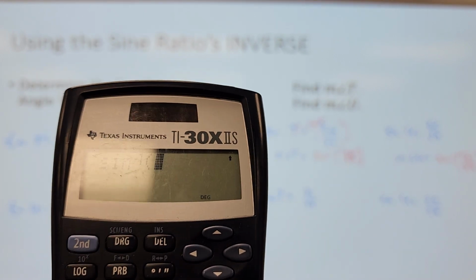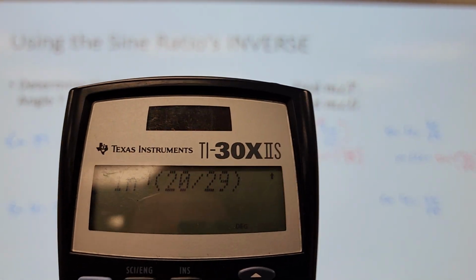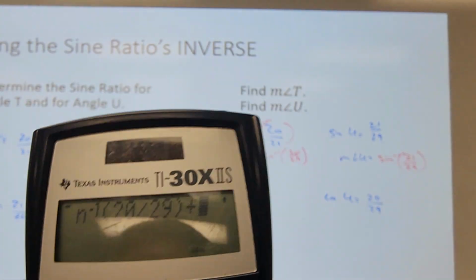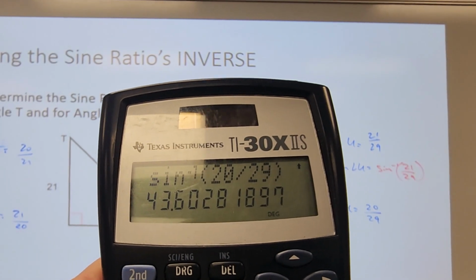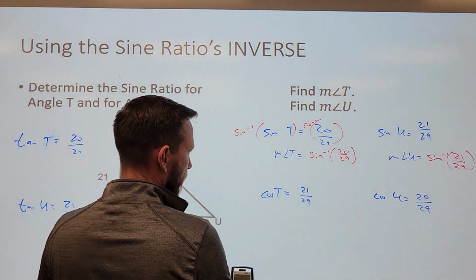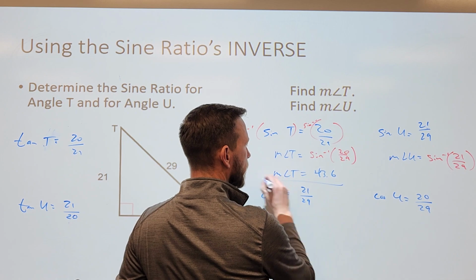We should have the inverse sine of 20 divided by 29. Make sure that you're using the division sign and not the fraction button. Whoops, wrong button there. All right, and then when I press the magical button, it tells me 43.6 degrees. So the measure of angle T is 43.6.